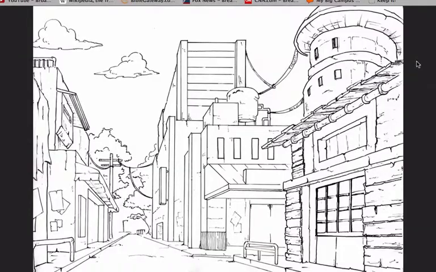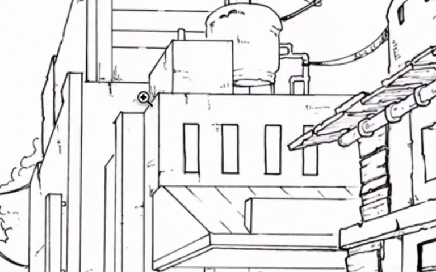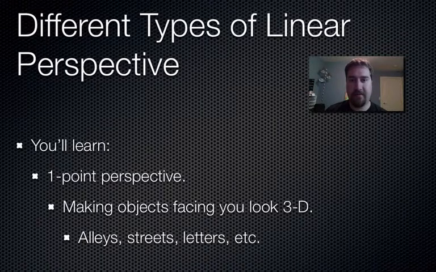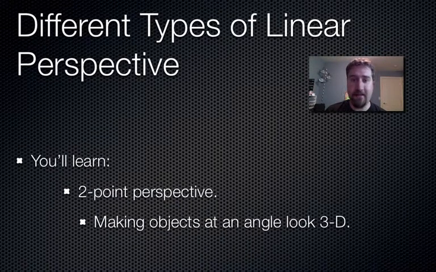Here's an example of a town in 1 point perspective. We see the front of the building and the slanted sides of the building receding off into the distance. X-axis, y-axis, z-axis. It's great for alleys, streets, letters, graffiti. 2 point perspective does the exact same thing that 1 point perspective does, except it makes things look 3D at an angle.